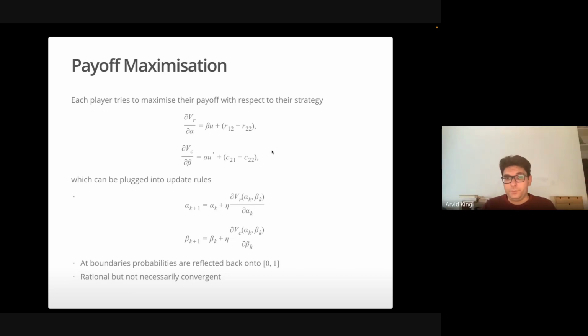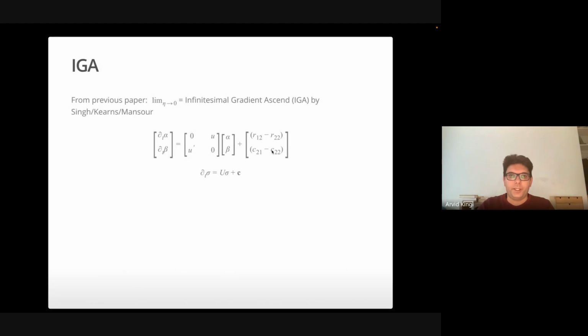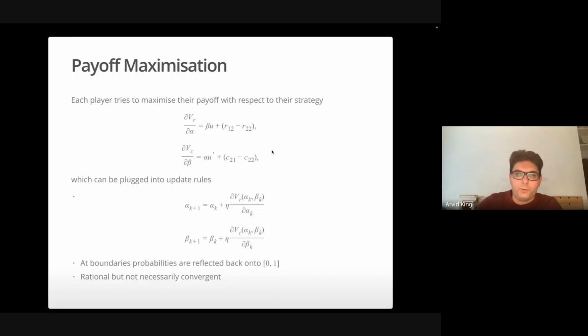Of course, that is rational, but it's not always convergent. We're trying to find out why it is not always convergent. And the idea is that we can make this a very special version of this algorithm by making the step size of the update very, very small, right? So that in each update this really becomes a linear problem.